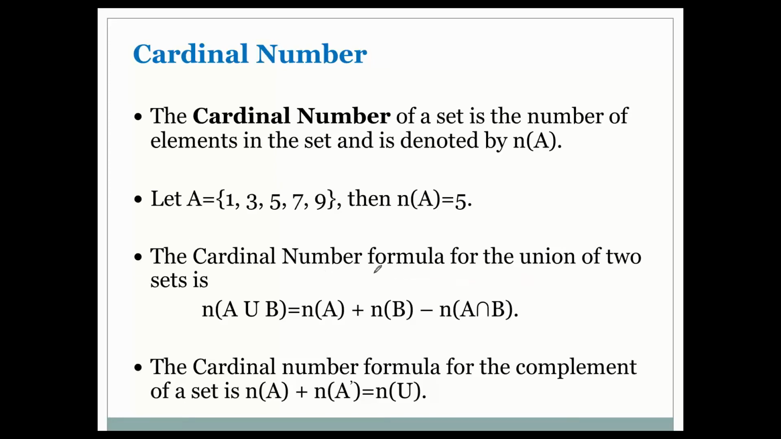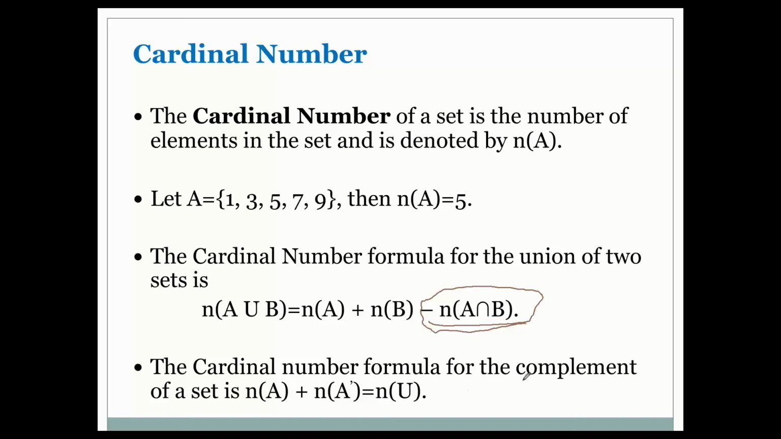Cardinal number formula for the union of two sets. If we have A union B, it's going to be the same as the number of elements in both A and B, A or B or both. That will be the number of elements in A plus the number of elements in B, and then we need to subtract out that intersection, because otherwise you're going to be counting them twice, like I told you on that earlier slide.